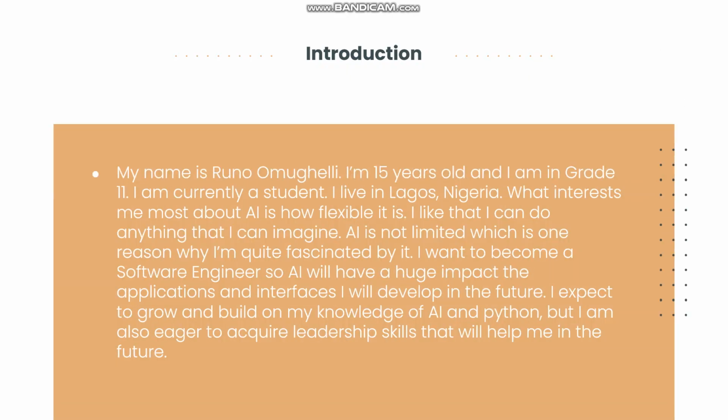So my introduction. My name is Runo Omughelli. I'm 15 years old and I'm in grade 11. I'm currently a student. I live in Lagos, Nigeria.